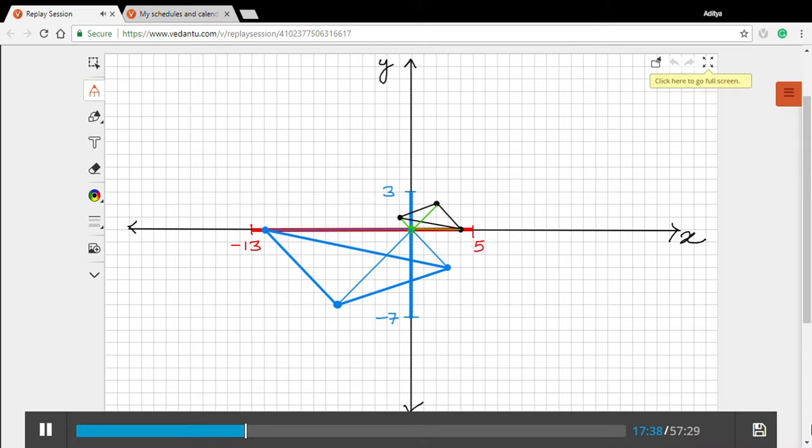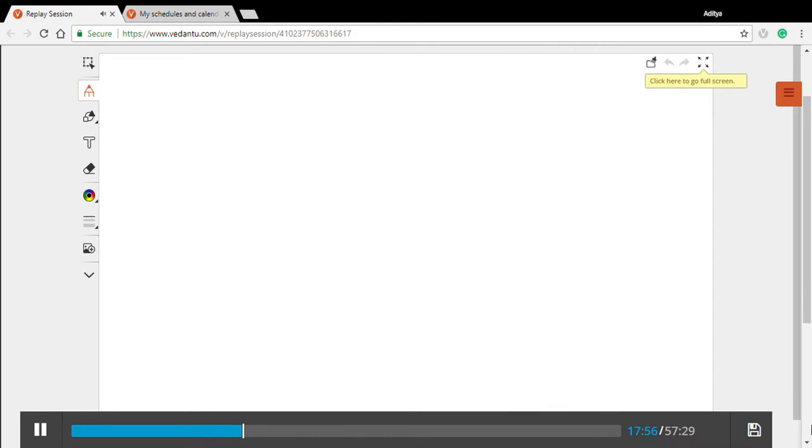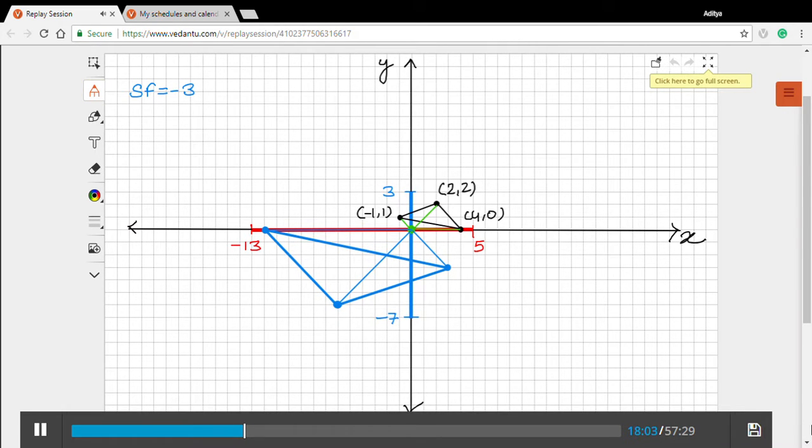-3, and since the dilation is being performed with respect to the origin, let me tell you now, I could have even directly used that method. The points were (-1, 1), (2, 2), (4, 0). If you remember, I told you a method. The dilated one, let's say it's A dash. That point was A, so this was A dash. This was B, it was B dash. It was C, so it was C dash.